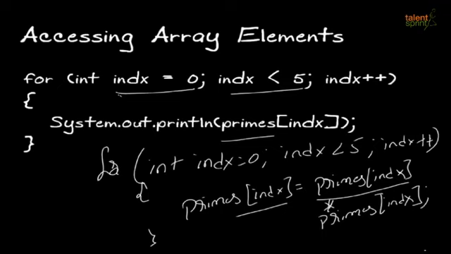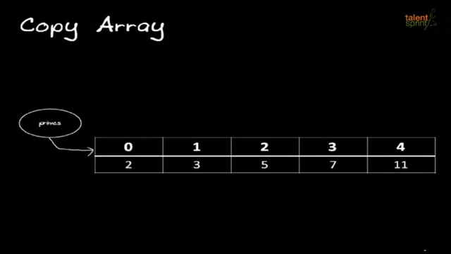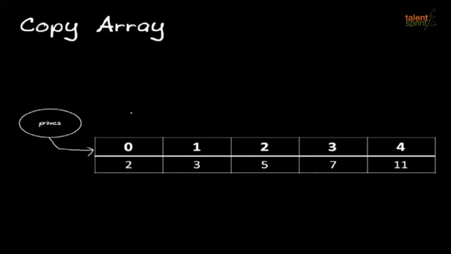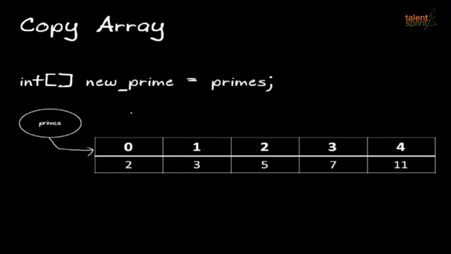Now we'll see how to copy an array into another array. If you want to copy an element of an ordinary variable like int a equal to 10 into another variable, you can simply say int b equal to a, where the value of a is copied into b. In the same way, using the equal to operator, you can copy an array into another array. Int variable name equal to the other variable name. So the elements from primes will be copied into the new primes.